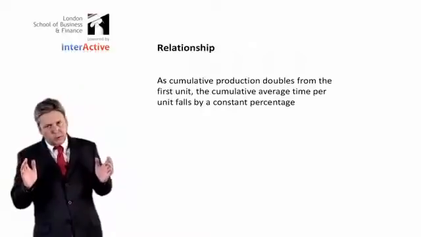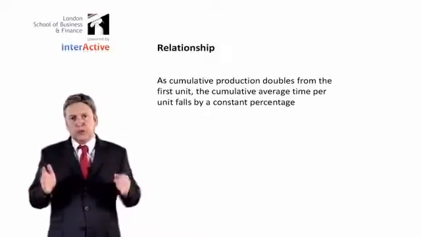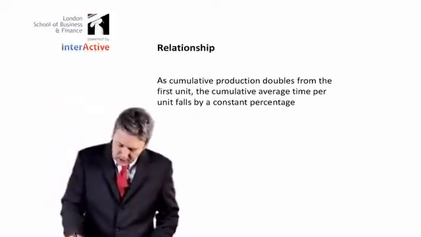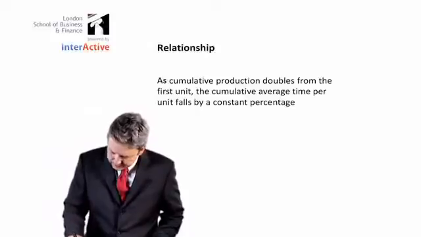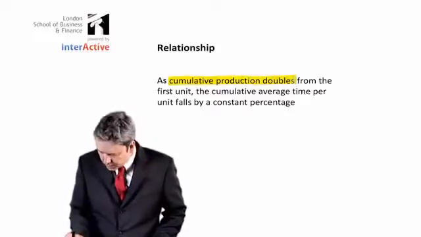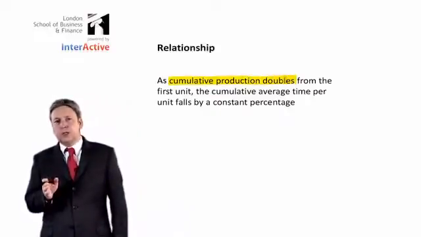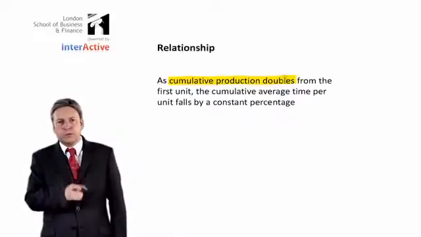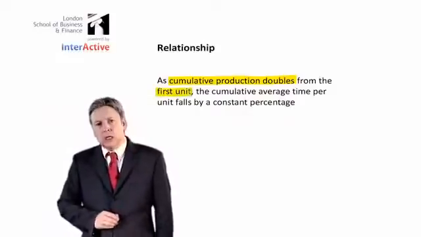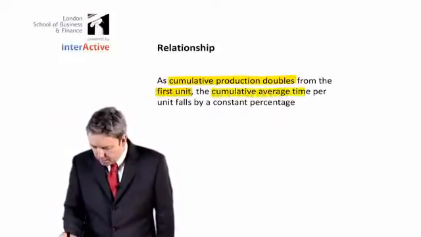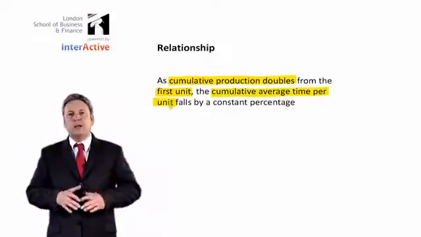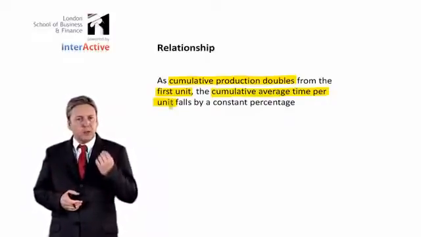Now, the relationship that we have here is very simple, but you have to fully understand it. What I've got here is I've written down precisely what that relationship states. As cumulative production doubles, so as the production units double from 1 to 2, from 2 to 4, from 4 to 8, and so on, from the first unit, the cumulative average time per unit falls by a constant percentage. So, every time we have a doubling of production, the average time per unit falls.